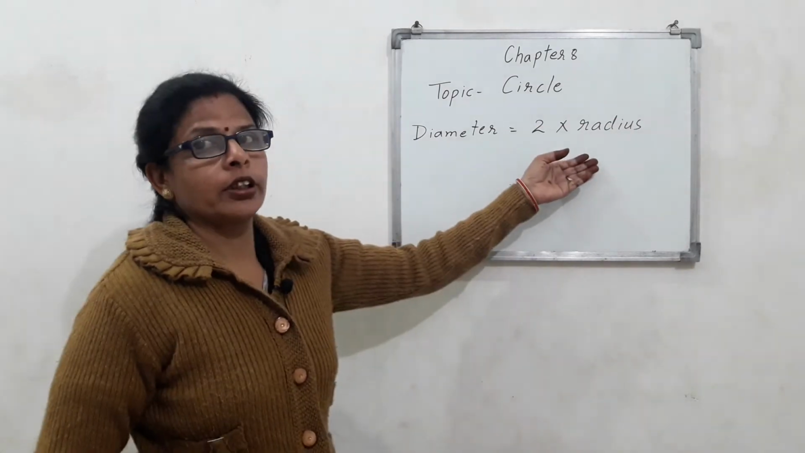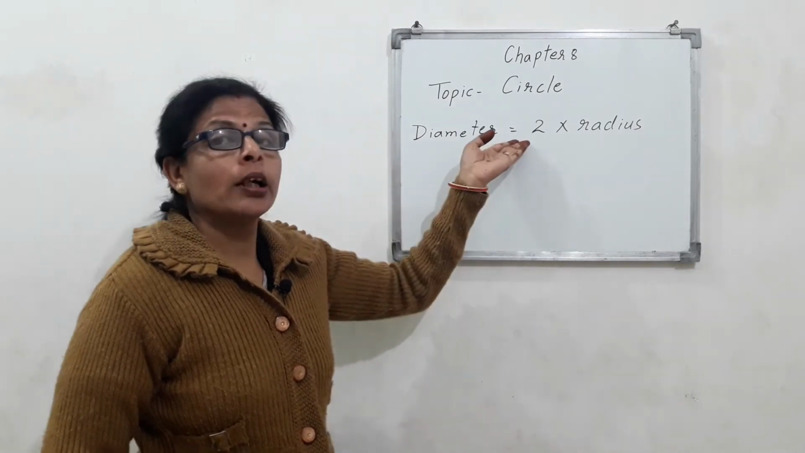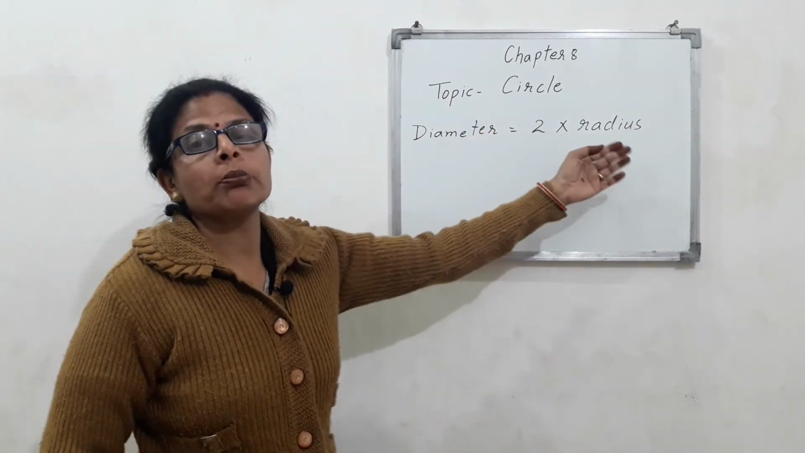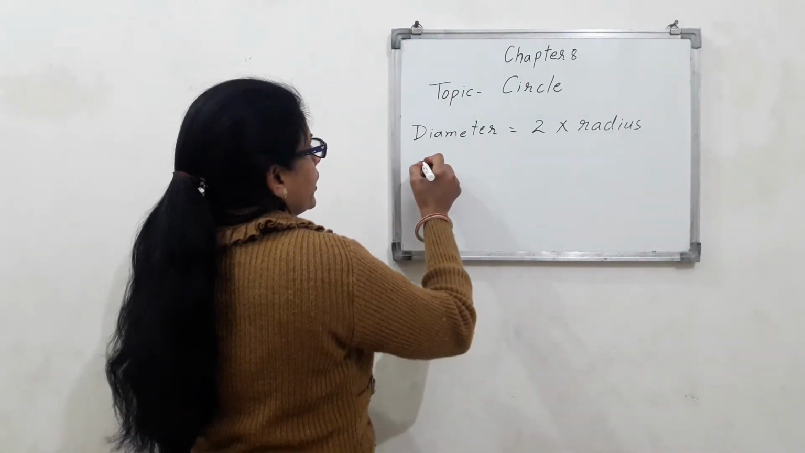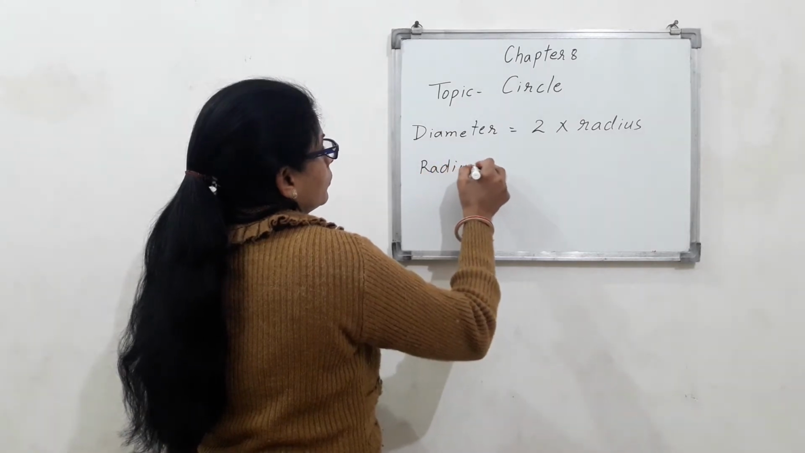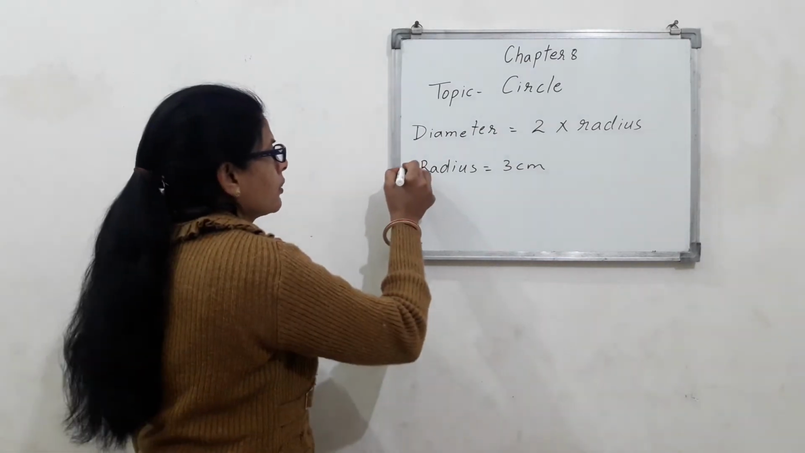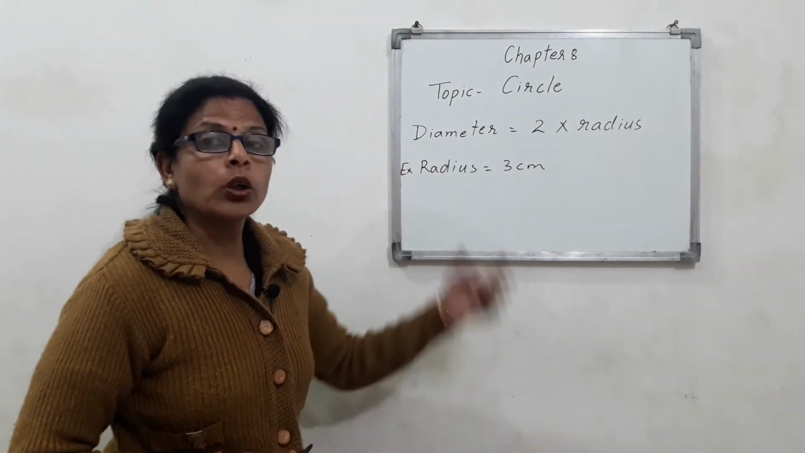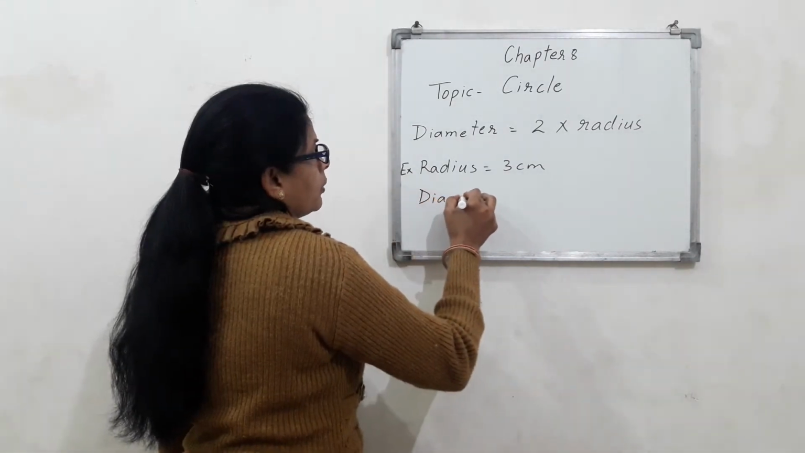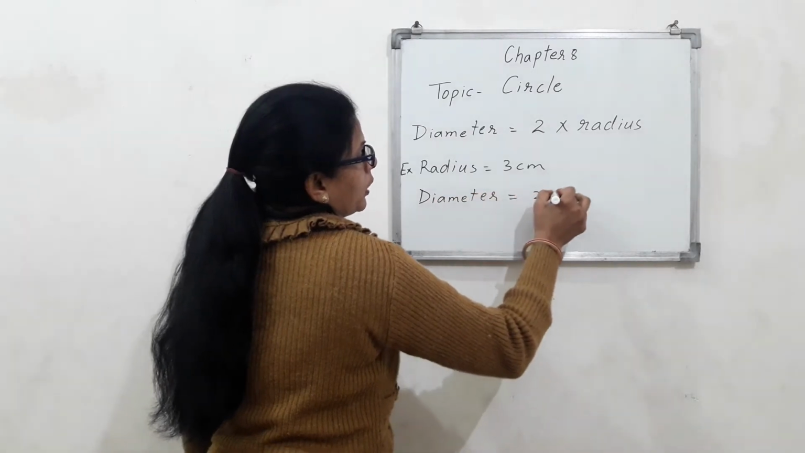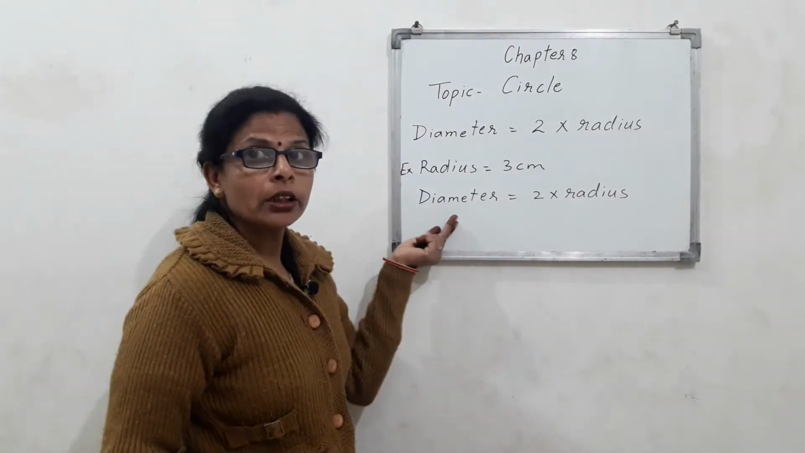If radius is given and we have to find the diameter, what do we have to do? We have to multiply by 2. The formula is 2 multiply by radius. Suppose the radius is given, for example, 3 centimeter. So, what will be the diameter? Diameter is equal to 2 multiply radius. Right?